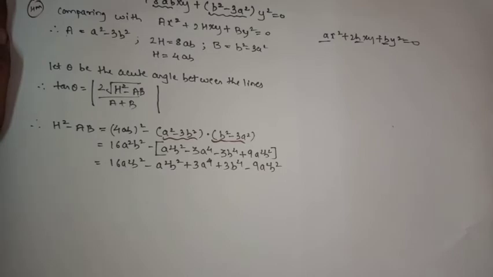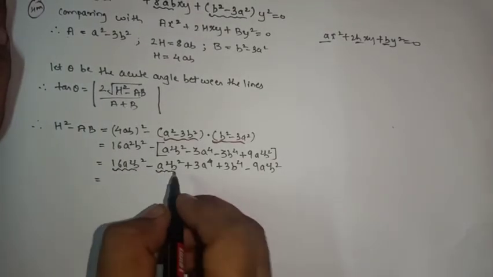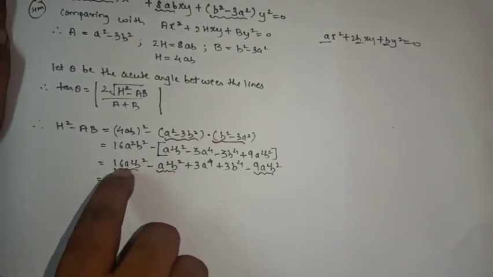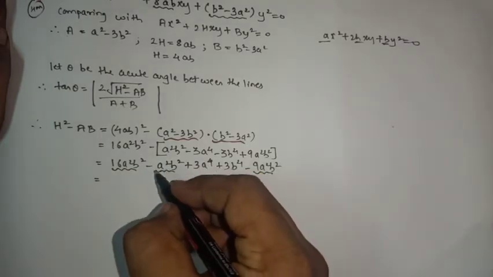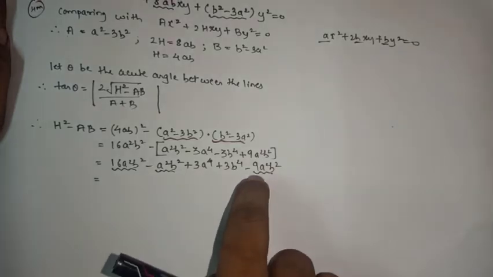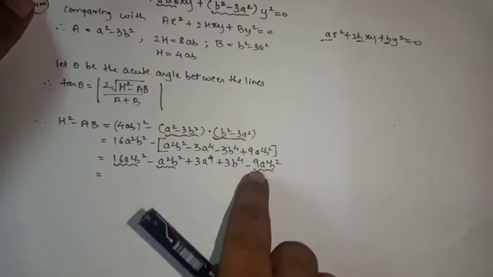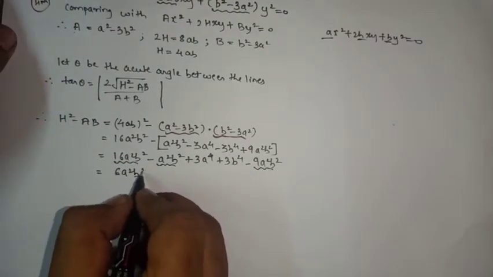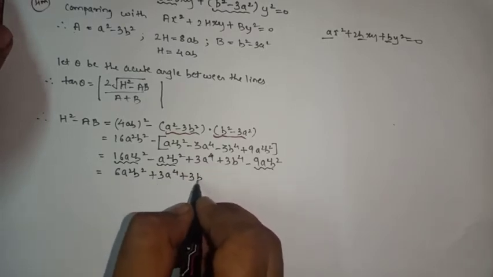Now here we'll check for the like terms. So here we have a square b square, a square b square, a square b square. So 16 minus 1 a square b square, your coefficient I think is there, it is 1, no? So 16 minus 1 that will be 15, and 15 minus 9, yes or no? So you will get 6 a square b square. So here we are left with 3a raised to 4 plus 3b raised to 4.